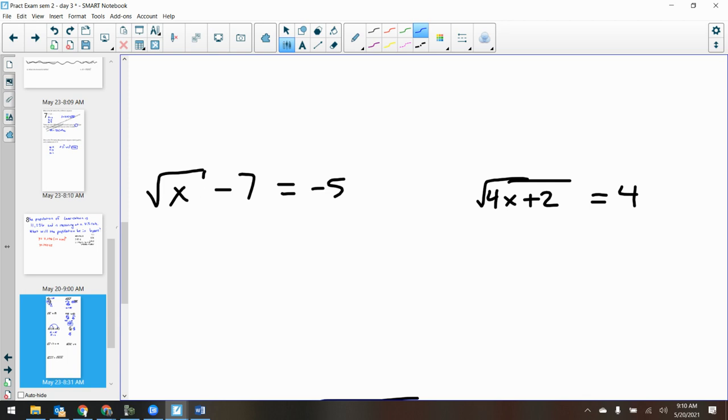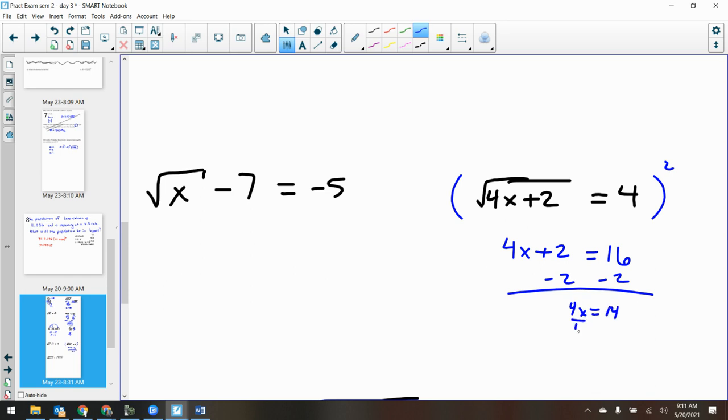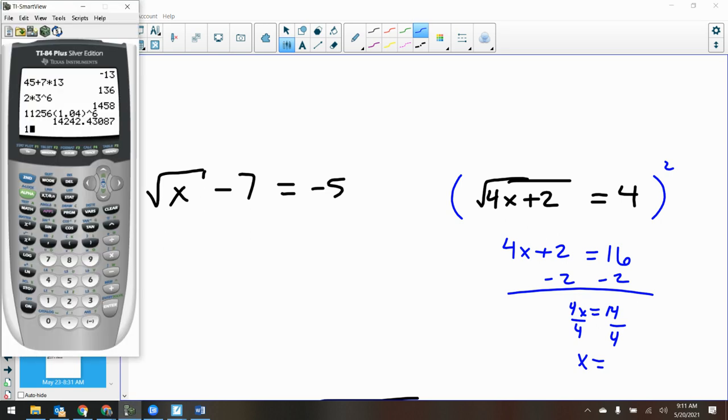What gets the radical to go away? Squaring the opposite side, right? You have to square the opposite side. 4x plus 2 is not equal to 4, but 16. I square the entire equation. That gets the radical to go away on the left, and 4 squared is 16 on the right. Now I subtract the 2. Now I divide by 4. So 14 divided by 4, that's a decimal. 3.5.